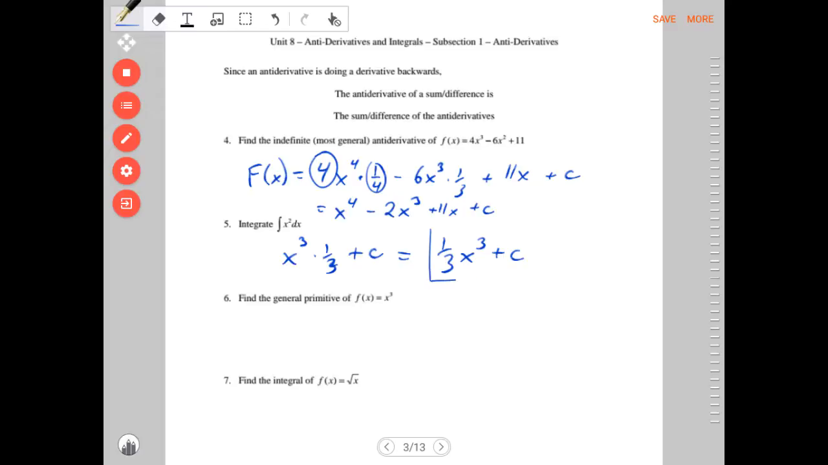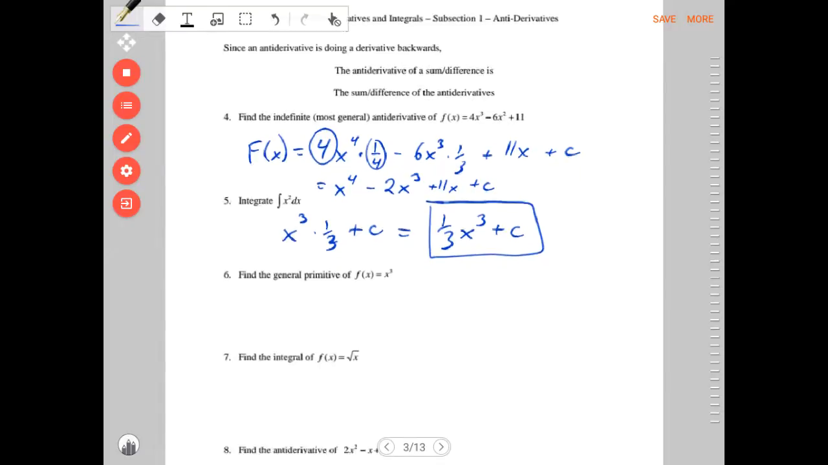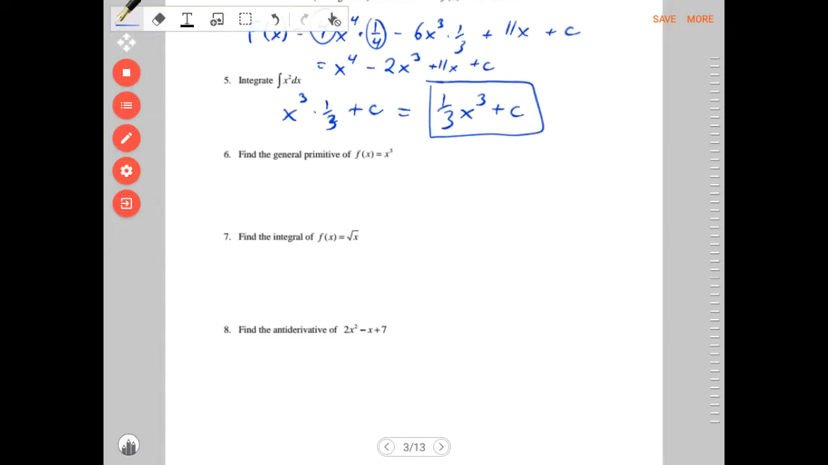Again, if we really want to take the derivative, the 3 comes down. 3 times 1/3 is just 1, x squared. The derivative of c is just nothing, so it's just x squared. Hey, that's what we started with. Perfect. A few more, and then we'll be done.